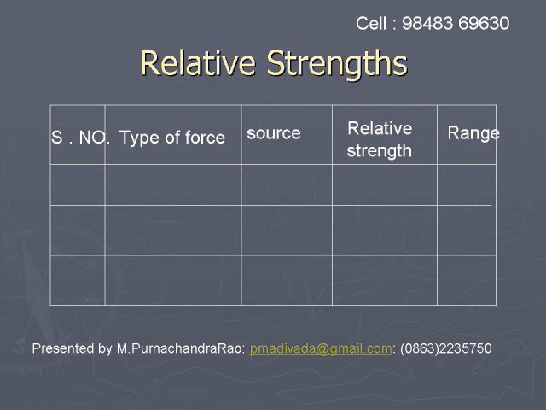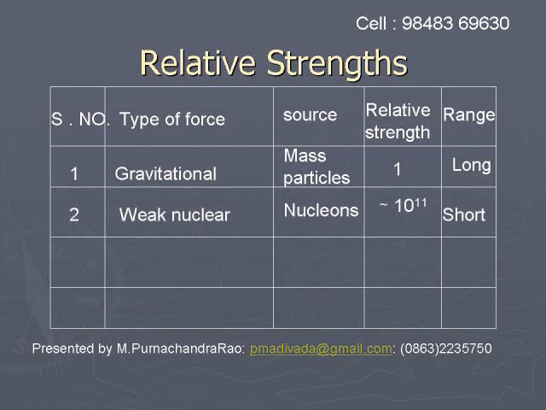The relative strengths of the forces can be explained using a tabular form. In this table, we notice serial number, type of force, relative strength, and range. We consider the gravitational force as one unit, and by comparing the other forces with this force, we try to get an idea of their magnitudes. We consider the gravitational force magnitude to be 1. Its range is long and infinite. Long range means the distance between the particles can be infinite; they act over a long distance.